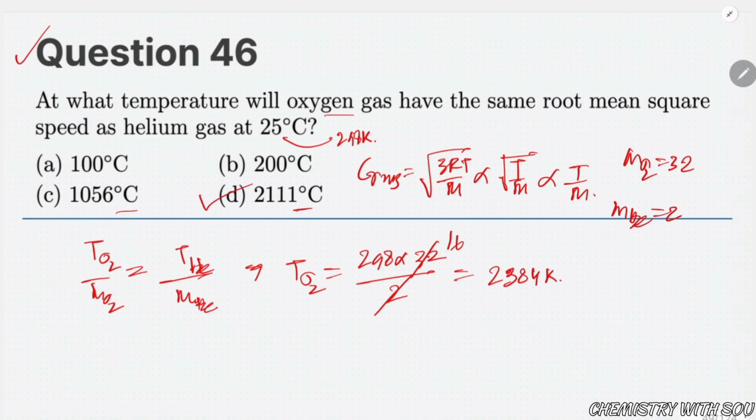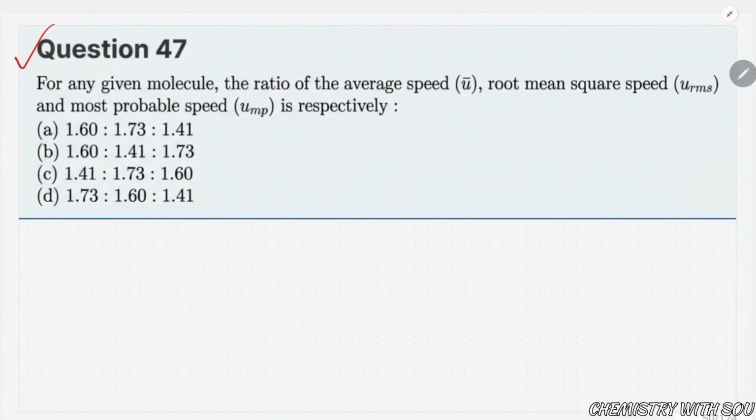Now it is in Kelvin, so we convert to Celsius. This is actually the correct answer if we eliminate all the options. Subtracting 273 K, the final value is about 4495 degrees centigrade. Option D is correct.